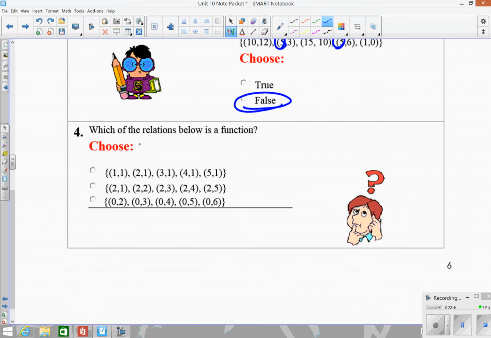For this one, which of the relations below is a function, that would be choice 1, the first choice here. In these other ones, you have 2 going to multiple outputs, and in this one you have 0 going to multiple outputs. So you have the x values repeating. Remember, you're not looking at the y values. You don't care if all of the inputs are going to the same output. It's just that each input can only have one thing that it's going to.